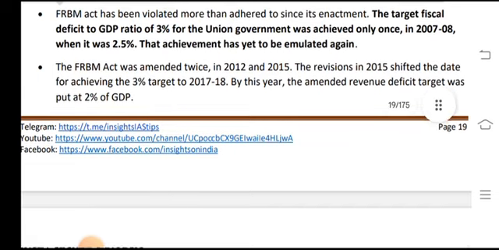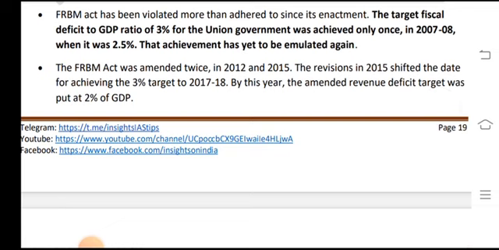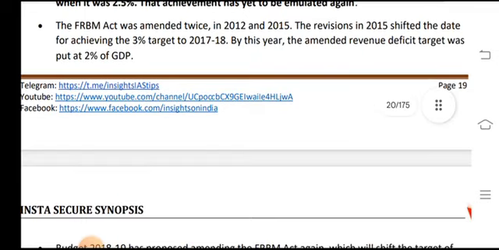The FRBM Act was amended twice, in 2012 and 2015. The revisions in 2015 shifted the date for achieving the 3% target to 2017-18, and the amendment set the revenue deficit target at 2% of the GDP.